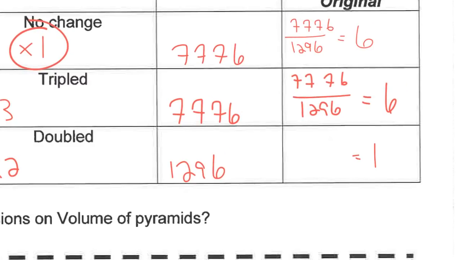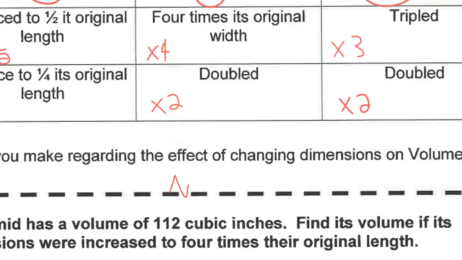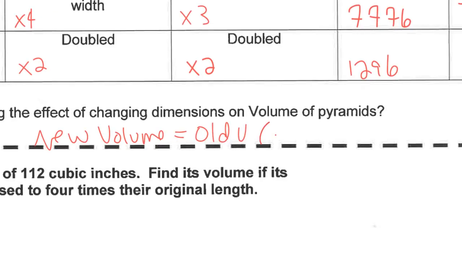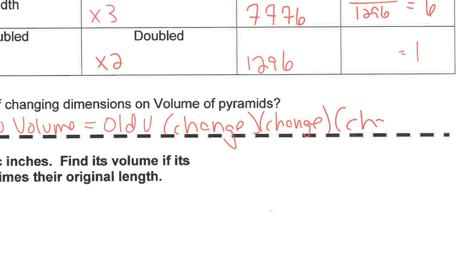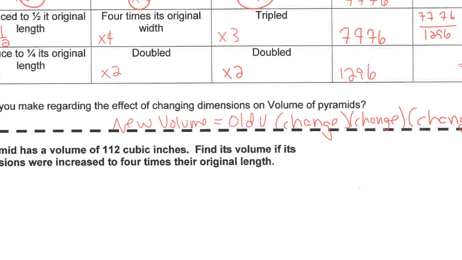So just like all the other times we've done this, your new volume is equal to the old volume times all the changes. And in this case, there's generally going to be 3. So pretty easy stuff, guys. And by now, I mean, we've done this 2 or 3 different times already. This should be easy stuff.